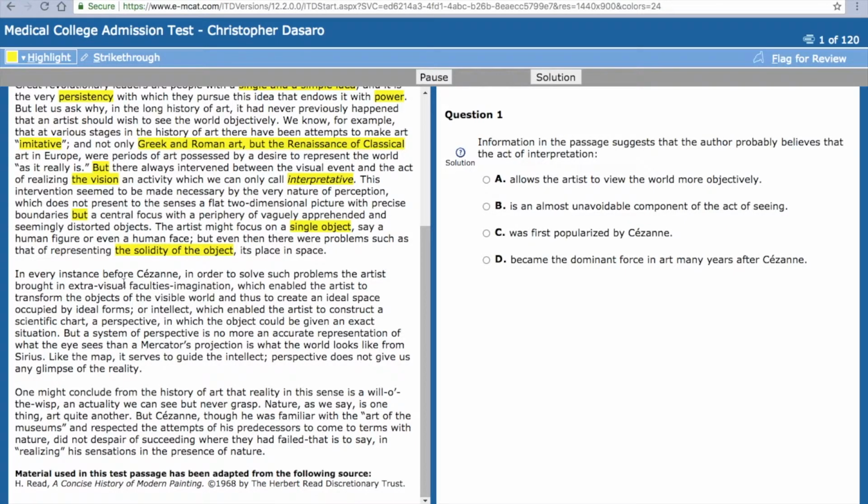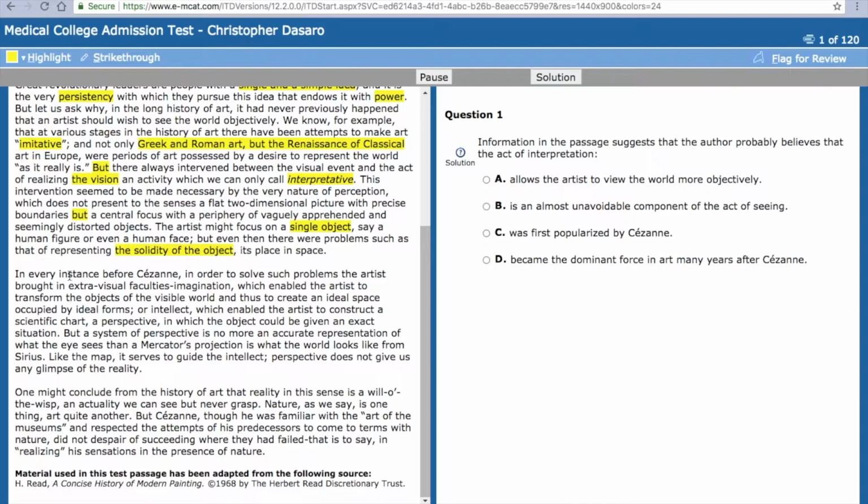In every instance before C, in order to solve such problems, the artist brought in an extra visual faculty: imagination, which enabled the artist to transform the objects of the visible world and thus create an ideal space occupied by ideal forms, or intellect, which enabled the artist to construct a scientific chart, a perspective in which the object could be given an exact situation. Damn, that's a long sentence.